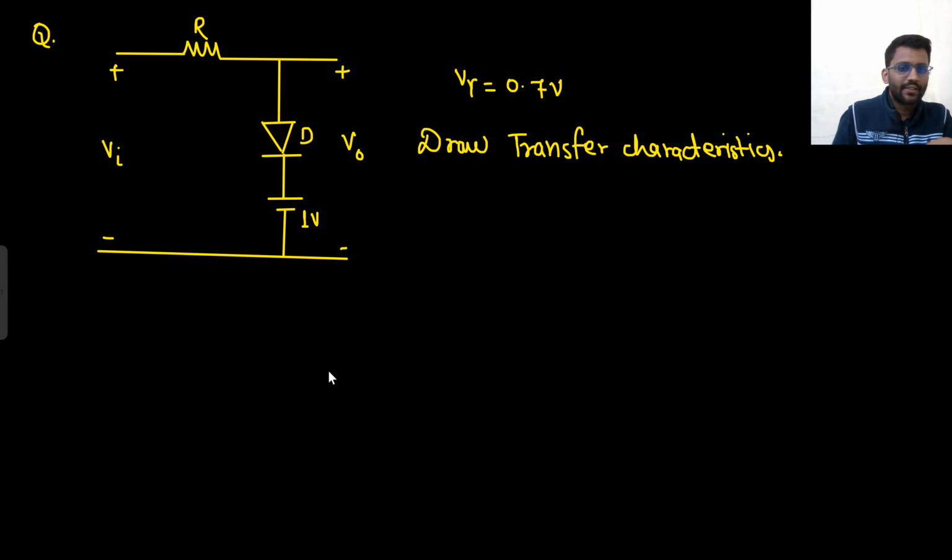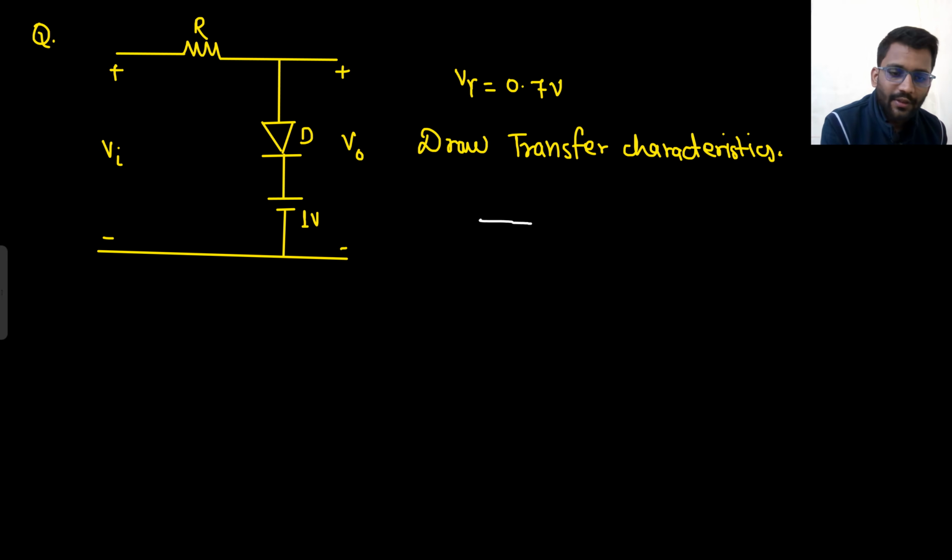Now you have to draw the transfer characteristics. So cut-in voltage is given. So for cut-in voltage, what I will do? I will take the battery out of the diode. I can take the battery out of the diode here as well or here as well, because the battery will be in series only.